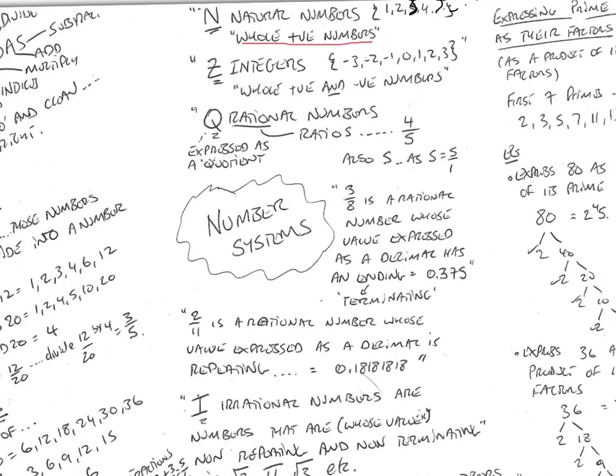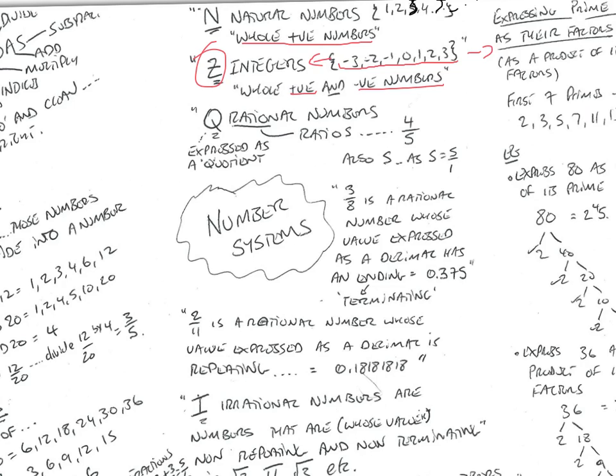Okay. Then we have integers, and they're denoted by the letter Z. Z is the set of whole positive and negative numbers. So minus 3, minus 2, minus 1, 0, 1, 2, 3, all the way up and all the way back, they are all considered to be integers. The natural numbers are the whole positive numbers, integers are the whole positive and whole negative numbers. So actually natural numbers are a subset of integers.